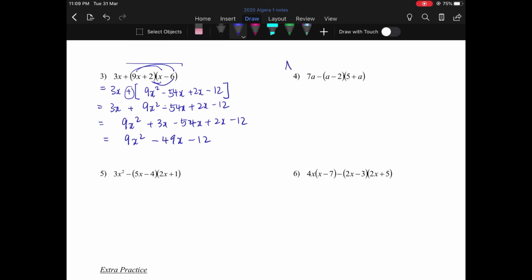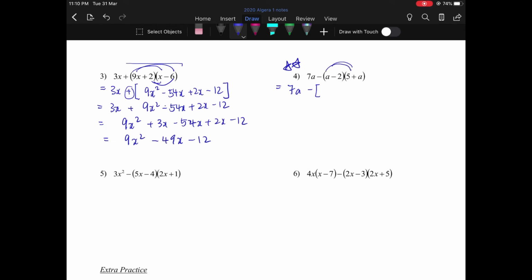Question 4. This is a tricky question. Now, according to Bodmer's rule, we have to do the multiplication first before the subtraction. We will need to take 7a, subtract the resultant of the product. So we need to write the brackets.